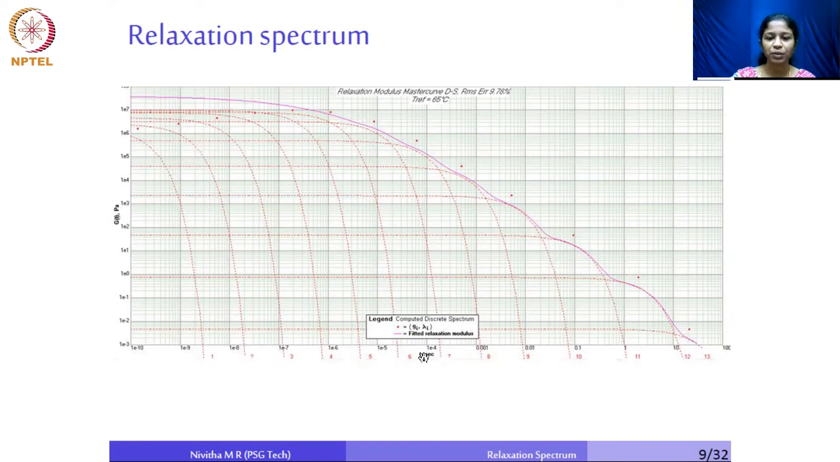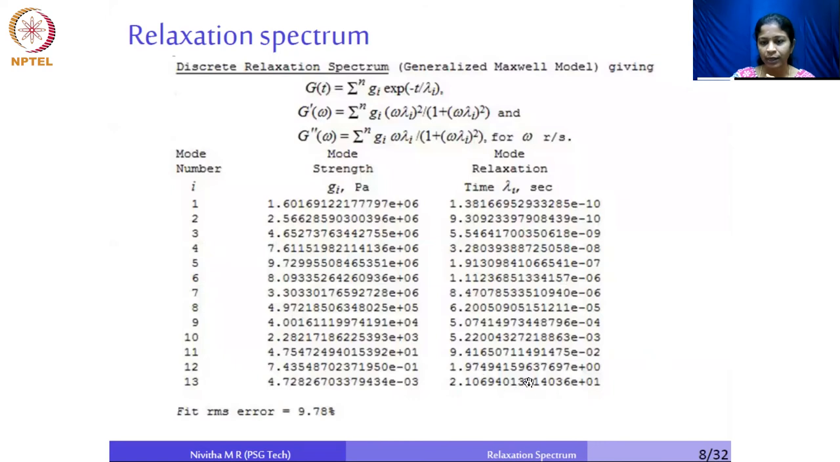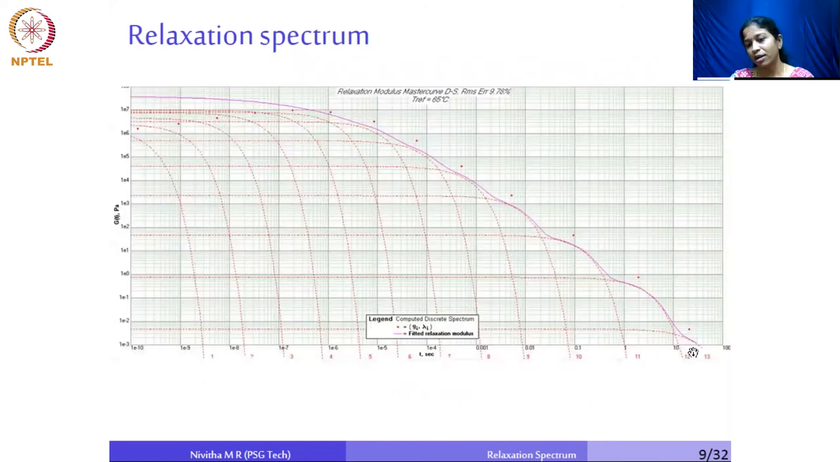So this is G of T versus T. Now this is for each of those 13 elements. Okay, so these red lines that you see here are the responses, wherein it is a very short relaxation time for mode 1, and you can see mode 13, which is nothing but this particular one, right? Which is taking a longer time for the stresses to relax, right? So we have 13 elements.